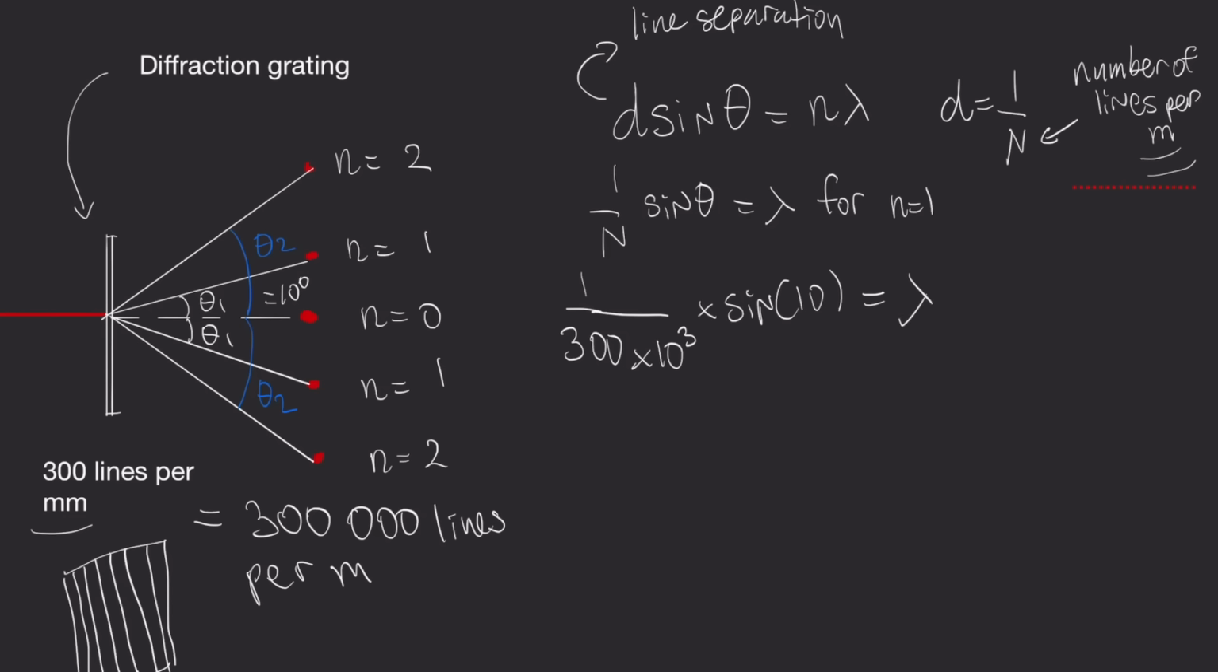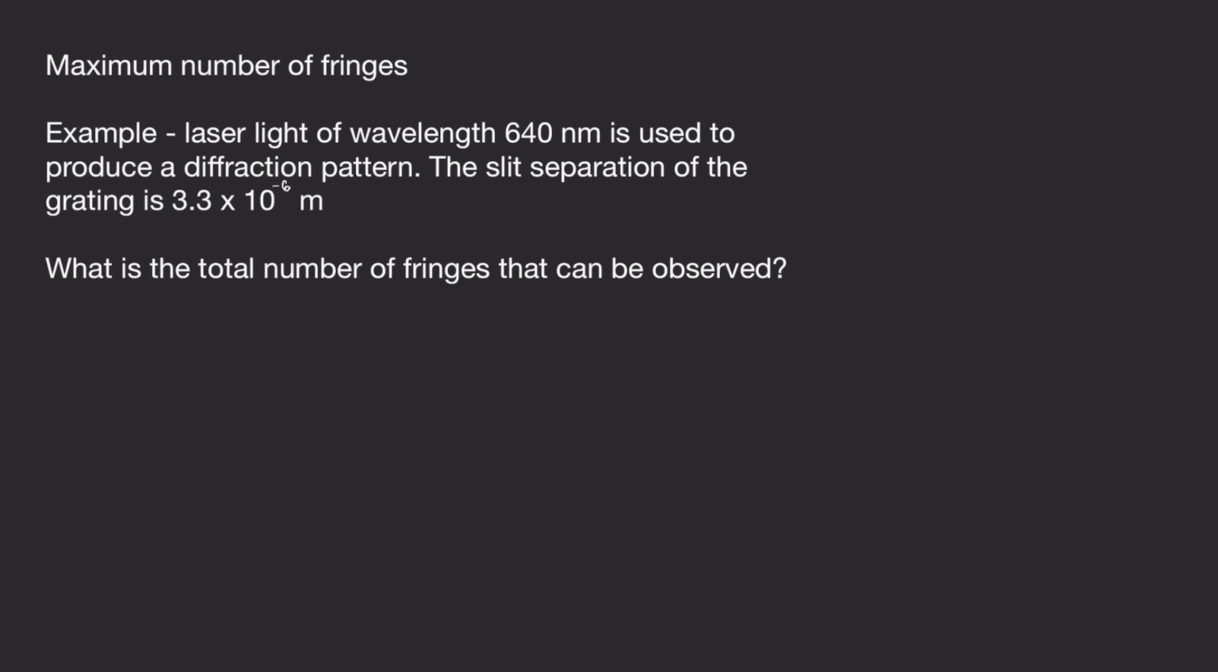So if we were to find the wavelength in this particular case, lambda will have to be equal to this expression. Plugging in some numbers into the calculator, we're going to get about 5.8 times 10 to the power of minus 7 meters.